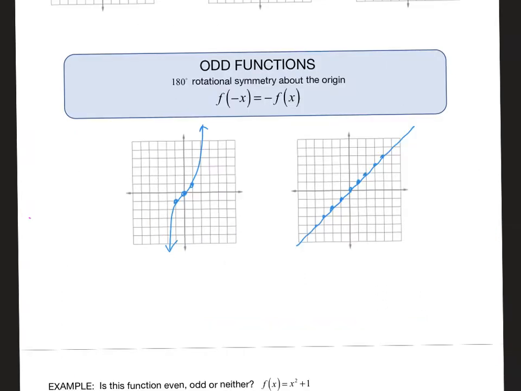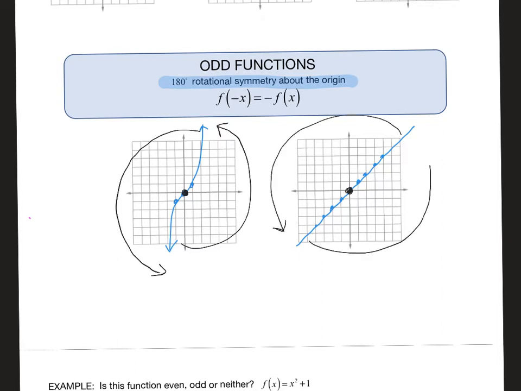Now these down below are called odd functions, and they have 180-degree rotational symmetry about the origin. Meaning, if you put a push pin right here or right here, and then rotate it exactly 180 degrees, this would end up down there, and this would end up right there, and it would look exactly the same. Likewise here, if we put a push pin at the origin and rotated this 180 degrees and this 180 degrees, it would still look like the exact same line.